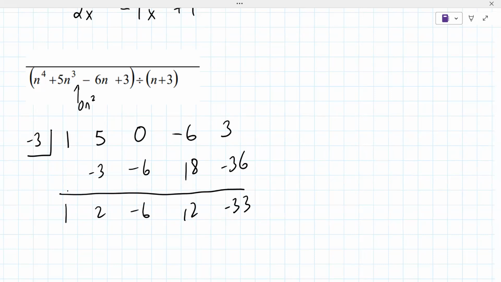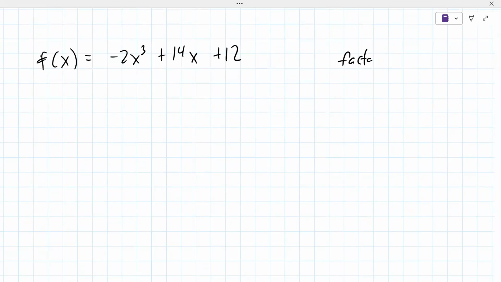It feels pretty strongly like you've got that down. So where we left off the other day, let me go look for a problem for us to work on. Here's one, so it's kind of related to what we just did. Let's say I tell you f of x equals minus 2x cubed plus 14x plus 12.